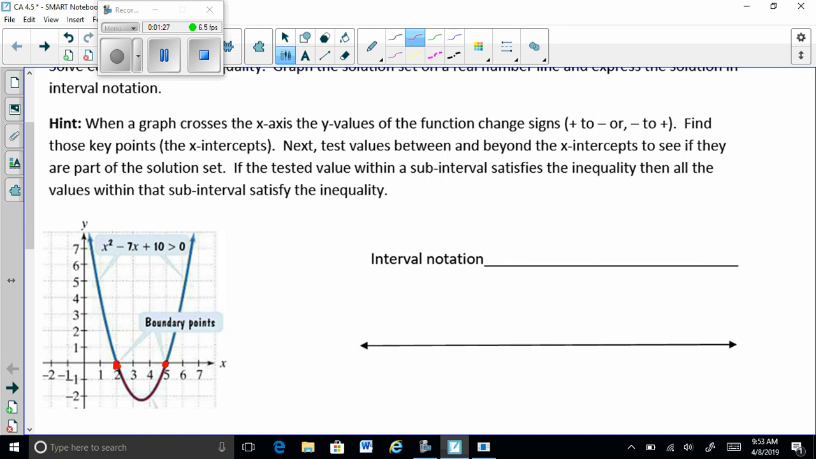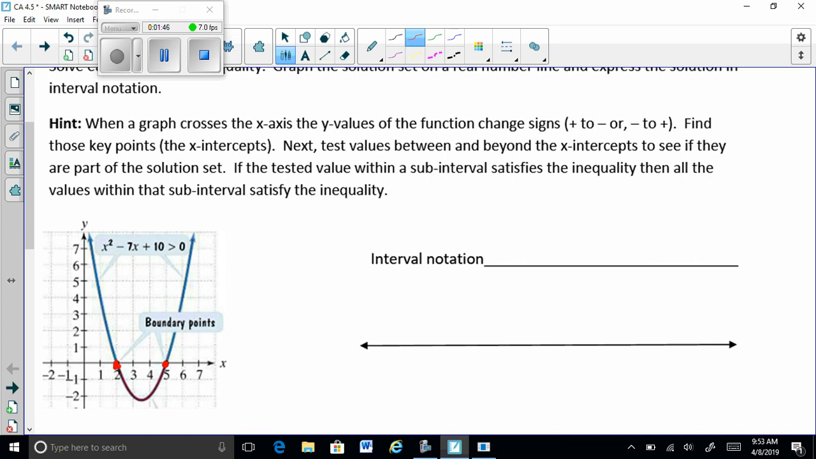So the way we're going to do this is we're basically going to find our x-intercepts for all these equations we're going to look at, okay? And then we're going to test values within the subintervals to see if they satisfy the inequality.